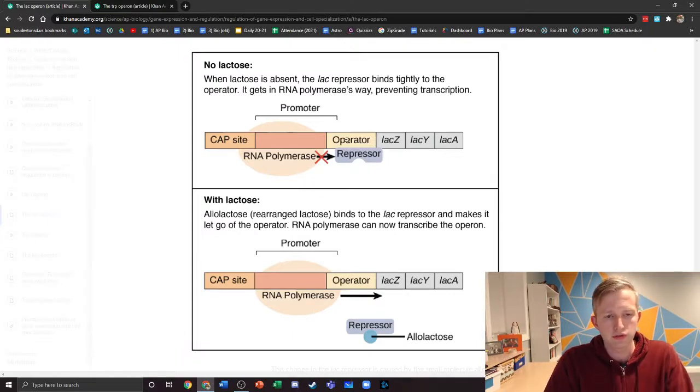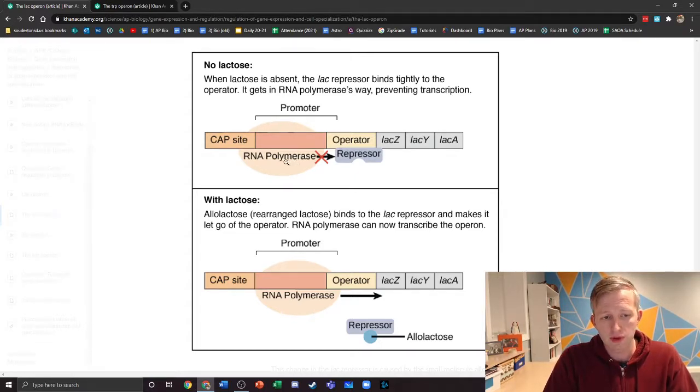The operator is a region of DNA with a particular code that therefore has a particular shape that allows it to associate with a separate protein known as a repressor. Now, a repressor, like the name implies, represses the expression of the gene, and it does that by just physically getting in the way of the RNA polymerase.